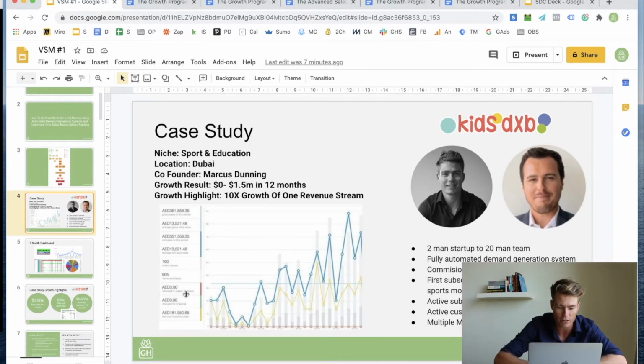Okay, so here is a graph in one of the months from a live sales dashboard when we were ramping up. And here are some of the results. We were able to go from a 2-man startup to a 20-man team using fully automated demand generation systems and also commission only sales teams. Okay, and this led to some great results.